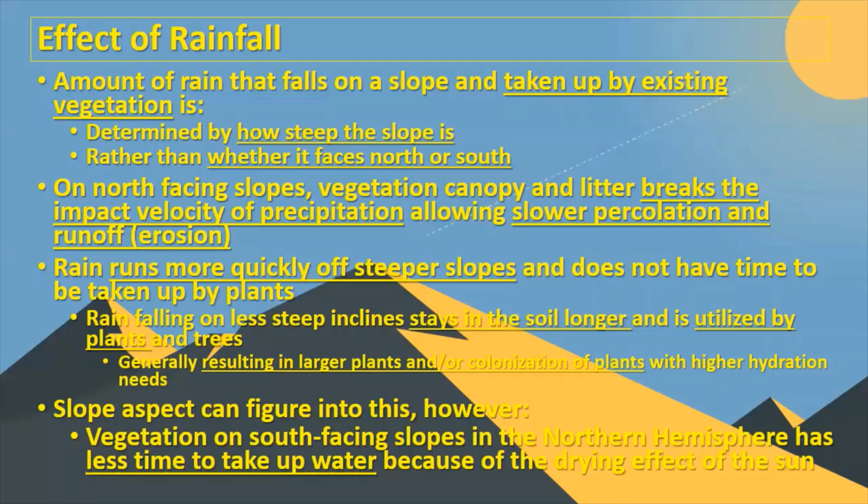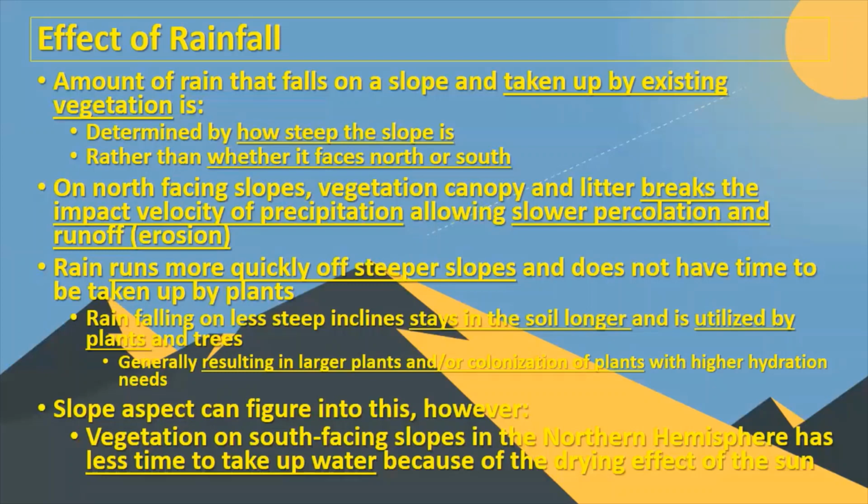Rain, of course, would naturally run more quickly off steeper slopes and does not have time to be taken up by plants. And rain falling on less steep inclines stays in the soil longer and is utilized by plants and trees. Generally speaking, it results in larger plants colonizing the slopes with a higher hydration need. So if you're going to have larger plants, you're going to need more water. So that's where you want to hang out if you're a plant on the north-facing slope. Slope aspects can figure into this, where vegetation on the south-facing slope in the northern hemisphere has less time to take up water.